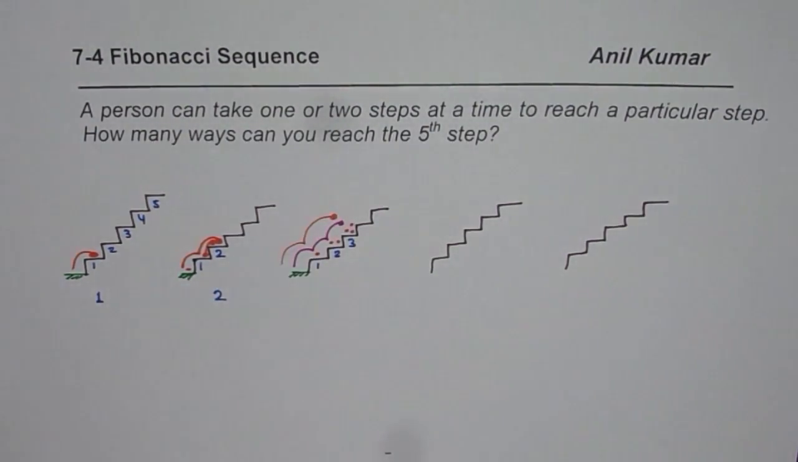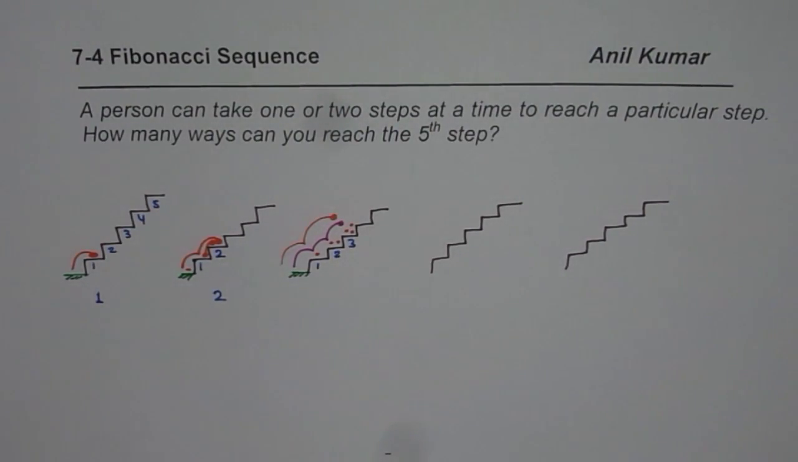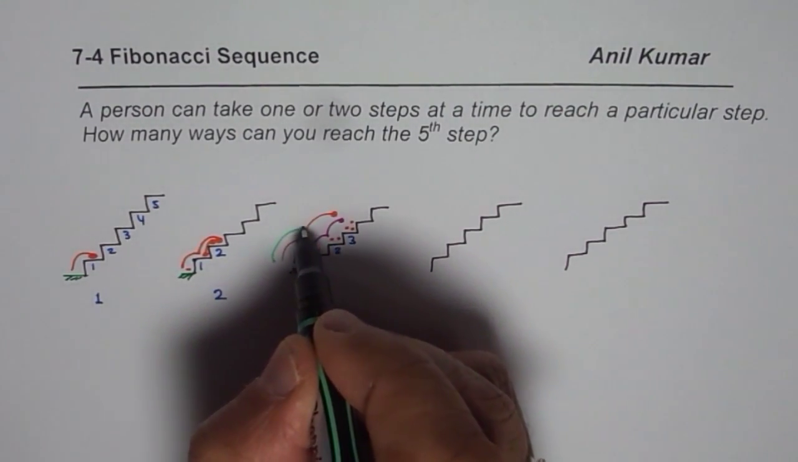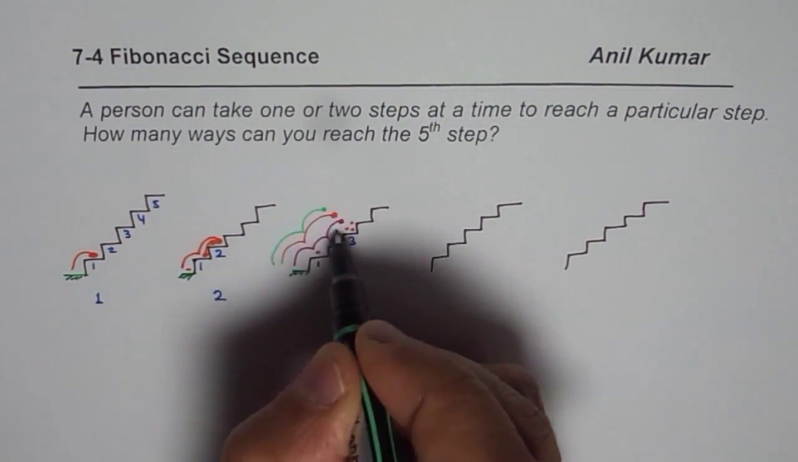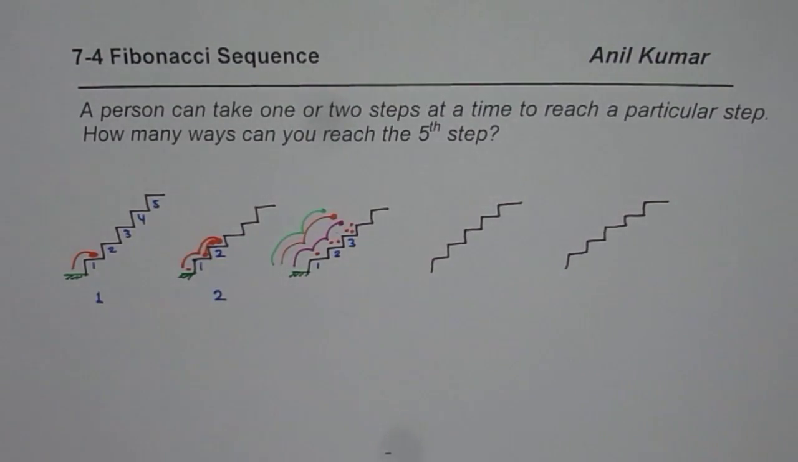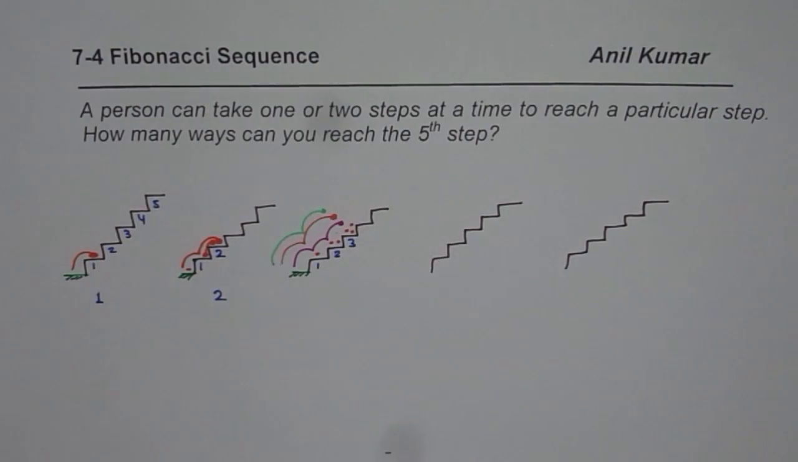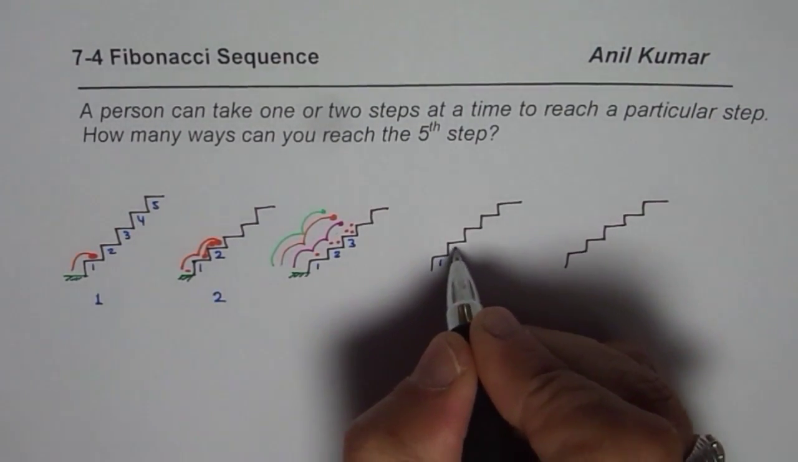Is it okay? And another way of reaching 3 will be that I first take 2 steps, and then 1 step. So these are three different ways of reaching 3. Do you get the idea? So there are these three ways of reaching 3. Now let us consider how to reach step number 4.